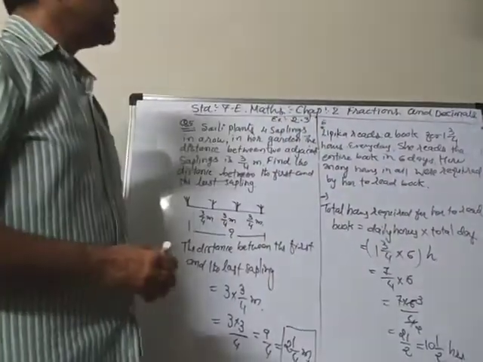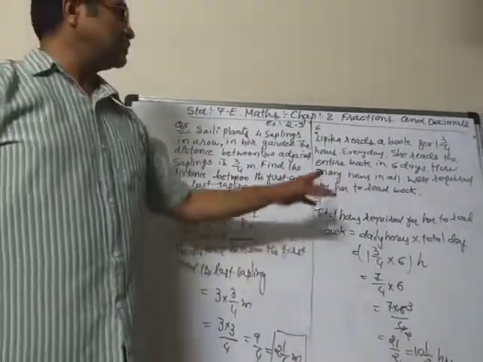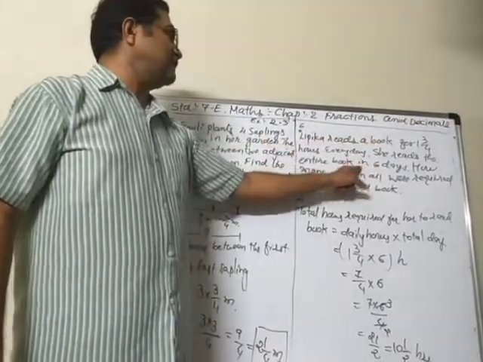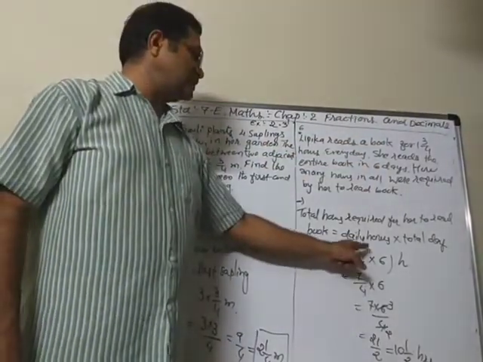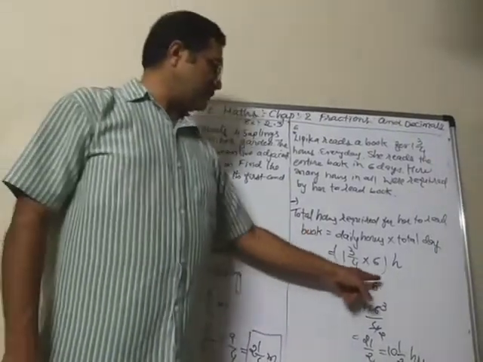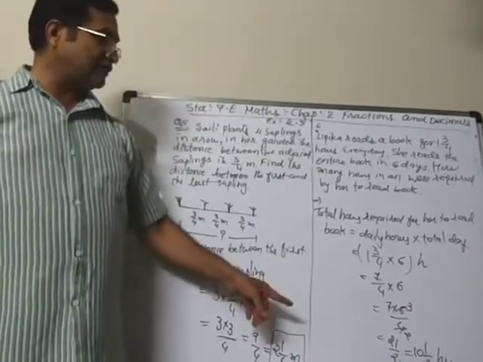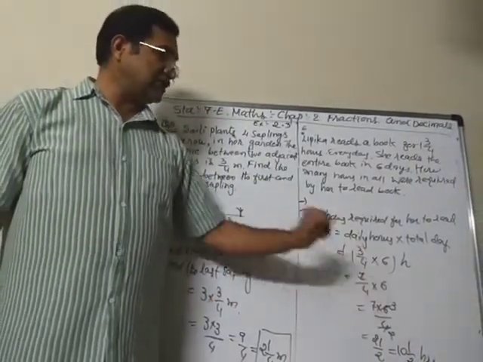So here you can see that the total required hours is equal to daily hours multiplied by days. So daily one integer 3 by 4 hours multiplied by 6 days. So 7 by 4 multiplied by 6, and by simplifying we get the answer 21 by 2, which is 10 integer 1 by 2 hours.